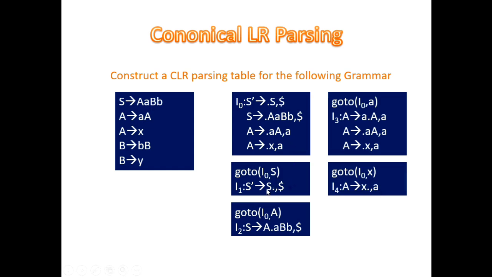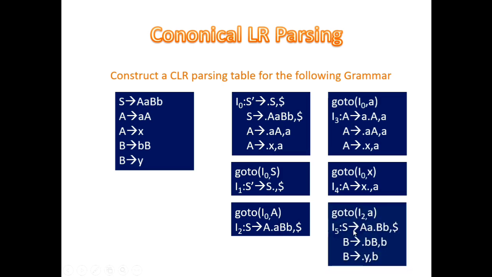I1 there is no need to process because the dot is at the end. When we go for I2, dot is before A, so we have to process goto of I2 comma A. It will result in S tends to A, small a, dot, capital B, small b, dollar. Now, dot is before a non-terminal B. Find the closure operation for B. Introduce all the productions of B: B tends to dot small b, capital B, and B tends to dot small y. Now, what is the follow for B here? The lookahead symbol for B: this capital B is followed by small b, so that is the lookahead symbol. We write b for all the closure operations for B here.